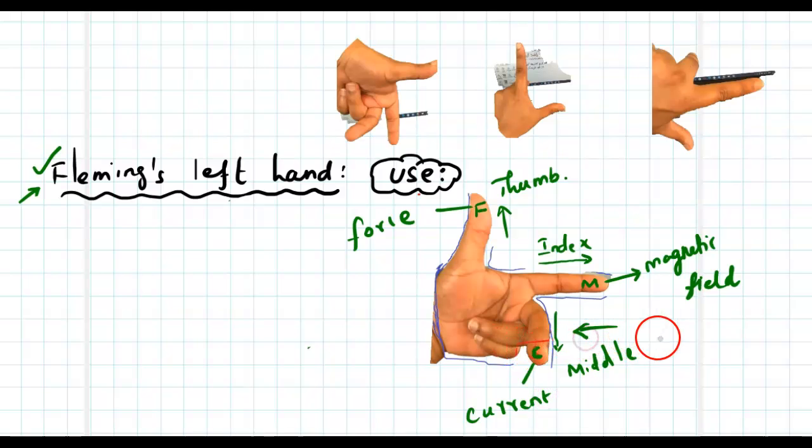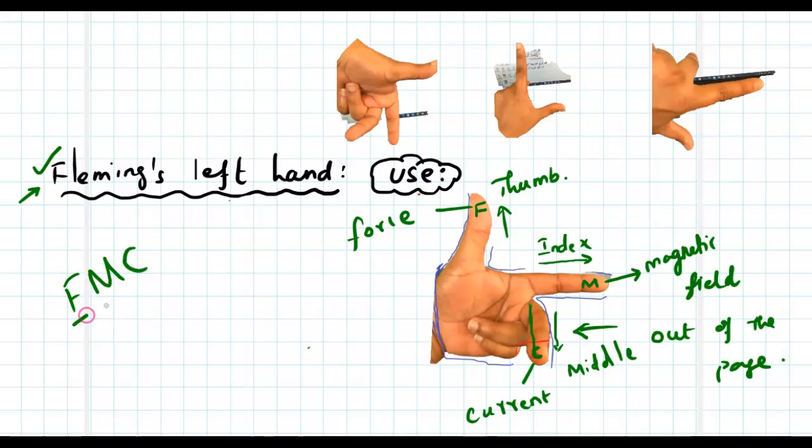In this case, the direction of current is out of the page. You can see here, in three dimensions, just imagine the finger pointing out of the page. These are the three fingers we are using, only these three fingers. So FMC: father, mother, children.